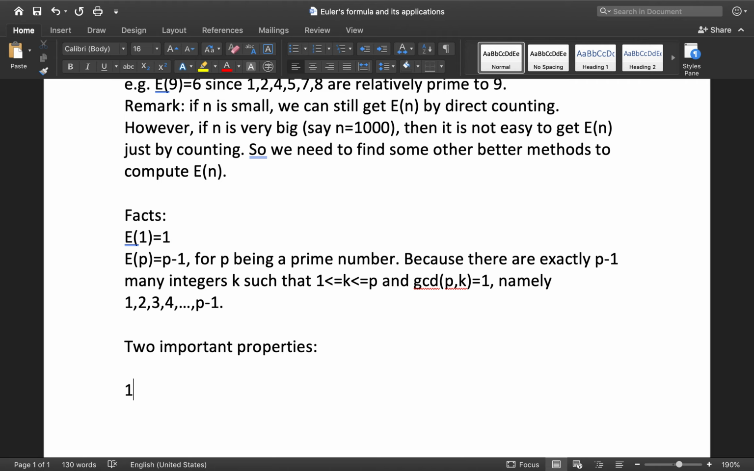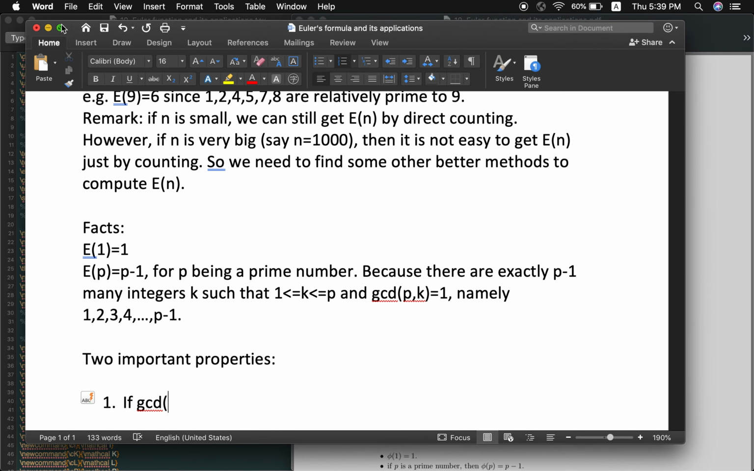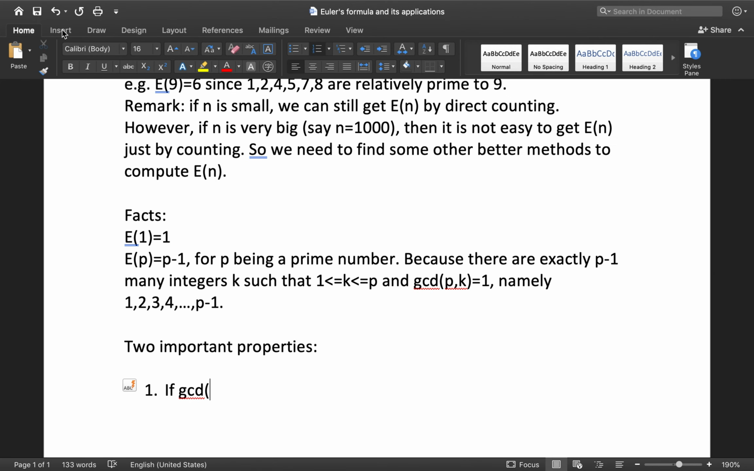Okay, so number one: if GCD of M and N is equal to 1, then in fact the Euler formula of the product of M and N is just the product of the Euler's formulas. So in other words, you can distribute this Euler function among those products, as long as M and N are relatively prime. That is the first property.